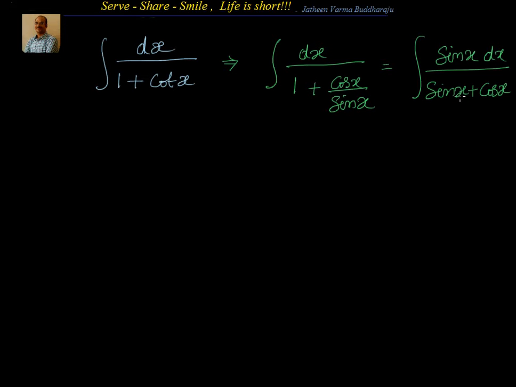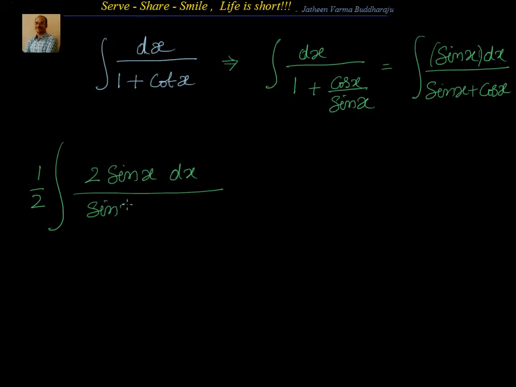So if I take sin x plus cos x as t, then I will have cos x minus sin x, which is not working out. So what I will do now is multiply and divide by 2 so that I can convert this numerator into a combination of f of x and f dash x, if f of x is sin x plus cos x. What I am trying to do is multiply and divide by 2 so that this becomes half into integral of 2 sin x dx by sin x plus cos x.